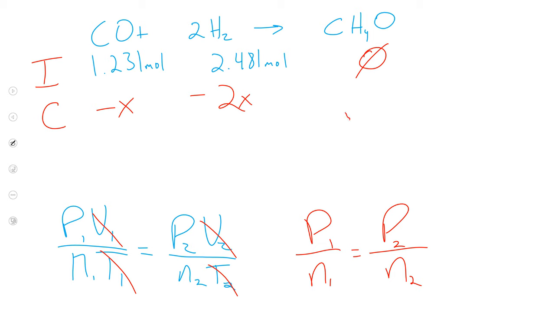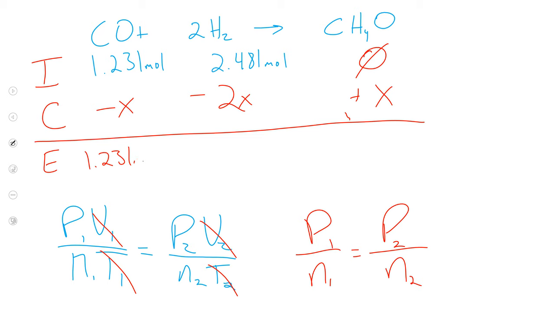And our product over here, it starts with 0. We're making some product. How much product are we making? X. And it's going to be plus, right? So the last row, the end point, is just adding up what's right above it. At the end, you're going to have 1.231 moles minus X moles and 2.481 moles minus 2X. And at the end, we're going to wind up with X right there.